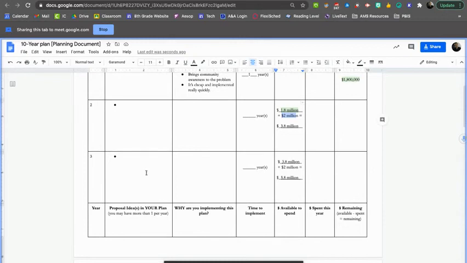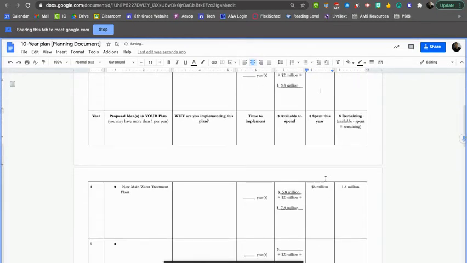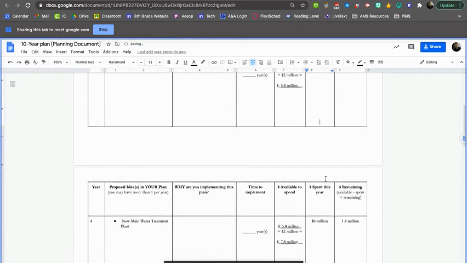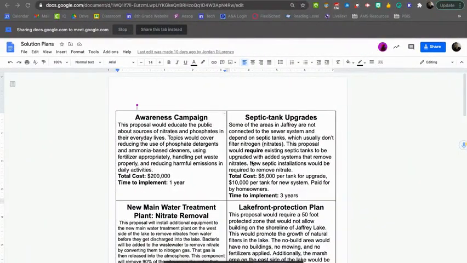And then I'm not implementing a solution for the third year, and I just keep adding my money up. So I have 5.8 next. And so for the fourth year, let's say I want to implement the new main water treatment plant. So this is a big solution. It costs $6 million, and it also takes quite a bit of time to actually implement.